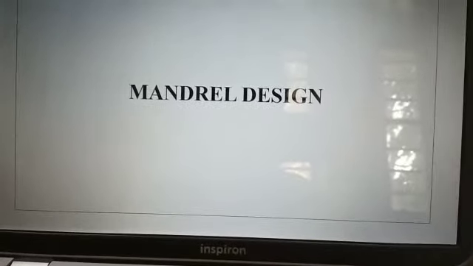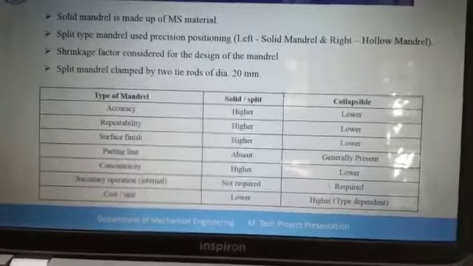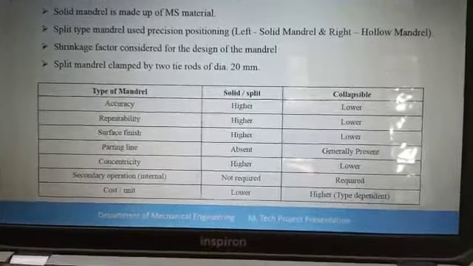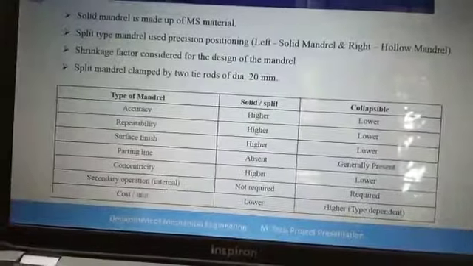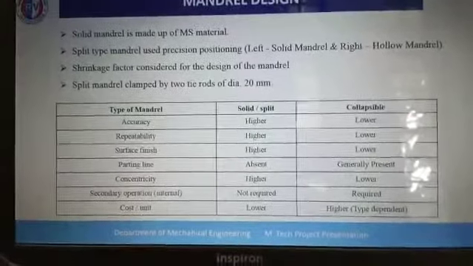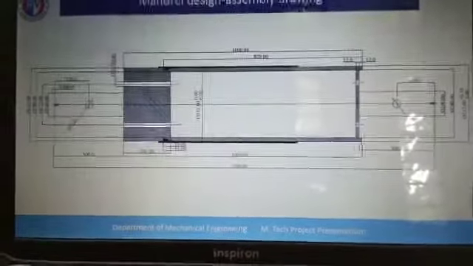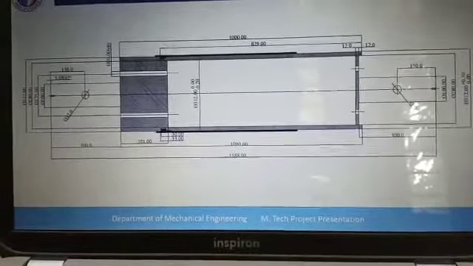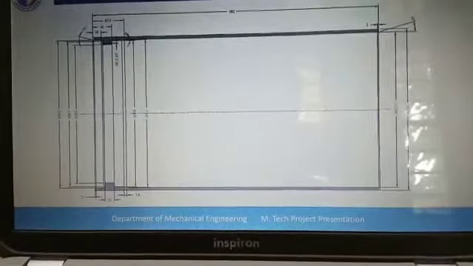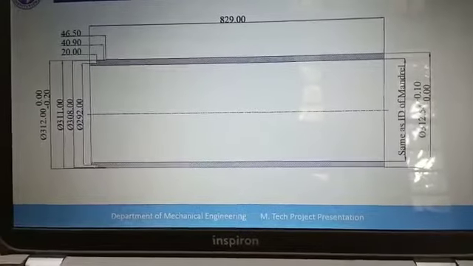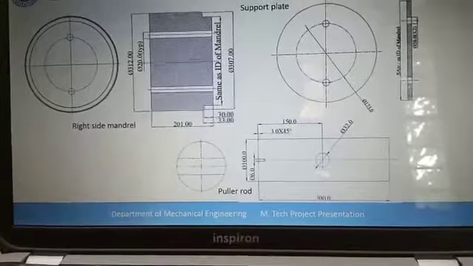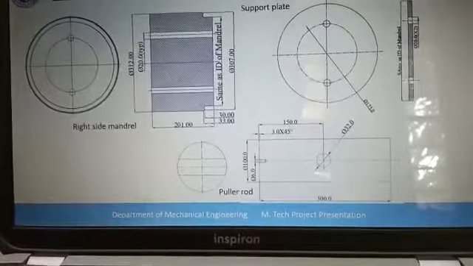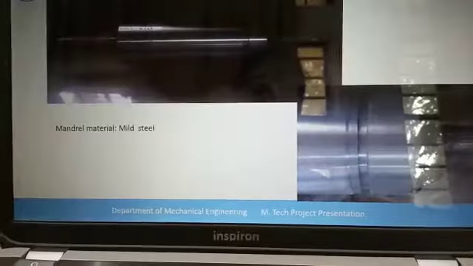So this is the type of the mandrel. Ours will be solid split mandrel. And then these are the drawings for assembly, whole of the assembly. This is battery section. This is the hollow left mandrel, right side mandrel with support plate and puller rod.